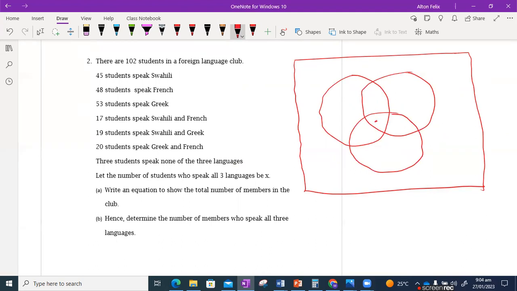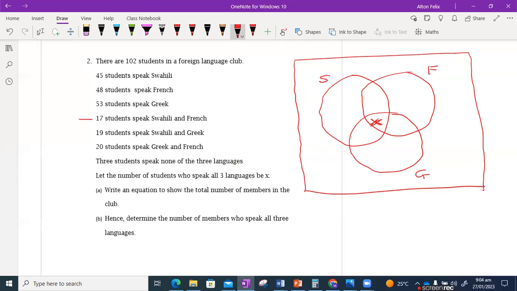So we are told that x students speak 3 languages. So x will go here. And what are the 3 languages we're talking about? We're talking about Swahili, French, and Greek. So x students will speak Swahili, French, and Greek where the 3 circles overlap. So again, start with the information on 3 at a time, then you go with 2 at a time. In this case, we're talking about languages. So let's take it from the top.